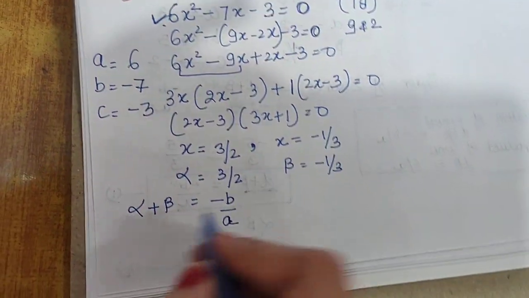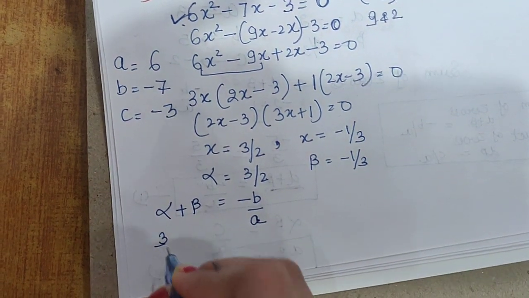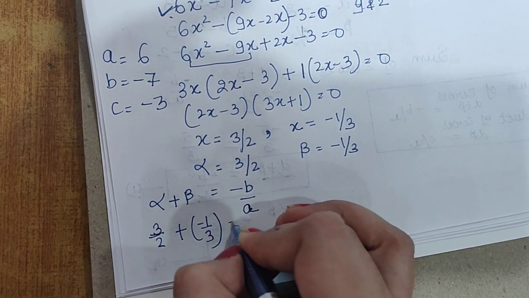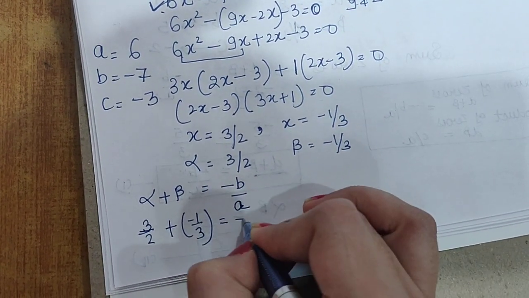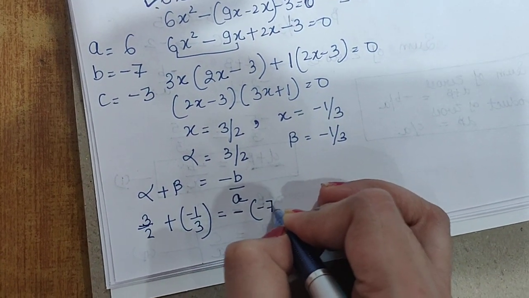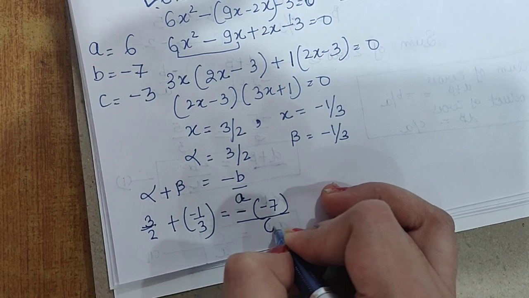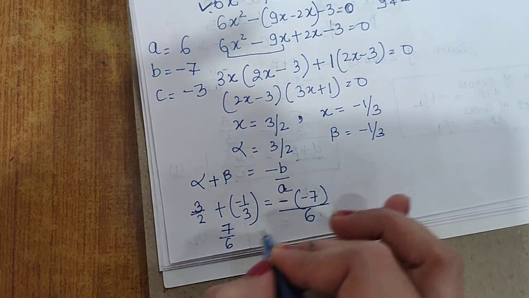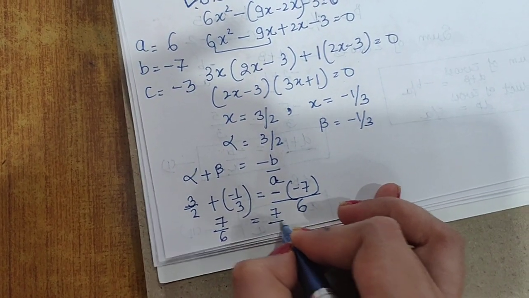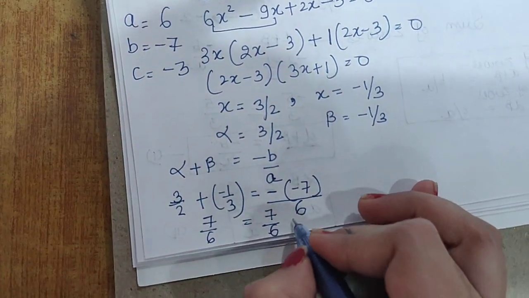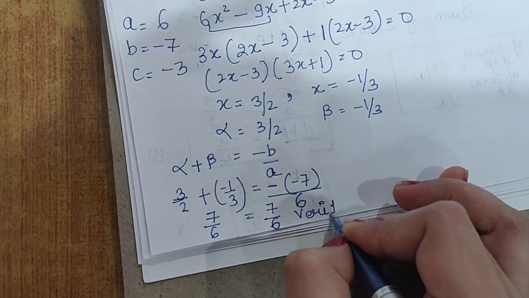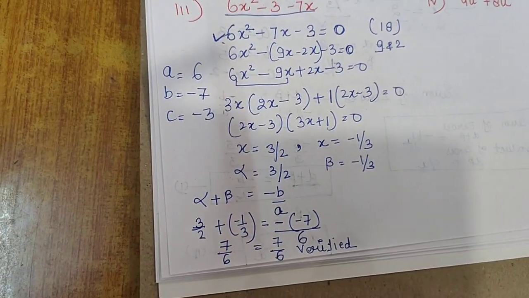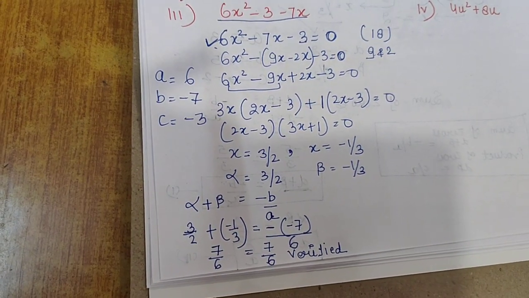Now you verify the relation. Put the values on both sides. Alpha value is 3 by 2, beta value is minus 1 by 3. Minus b: minus is already there, and b value is also minus, and a value is 6. When you solve it, it will be 7 by 6, and minus minus is plus, so this side also comes 7 by 6. So what will we write? Verified. The relation between coefficient and zeros is verified in this part.